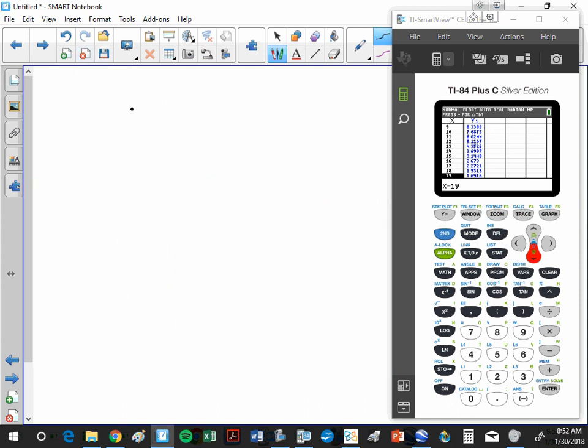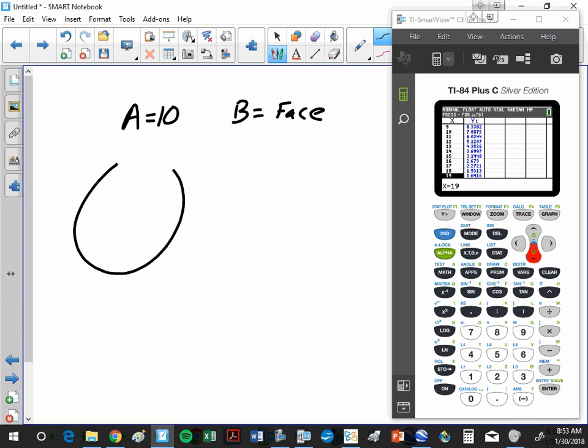So, A is going to be a 10, and B is going to be a face card. Is there any overlap there? No. So if I make the set of A, how many cards are there in A? 4. What are they? The 10 of hearts, the 10 of clubs, the 10 of spades, and the 10 of diamonds.